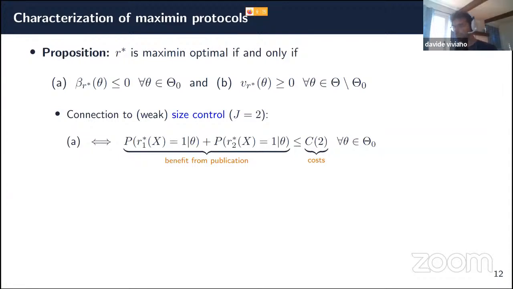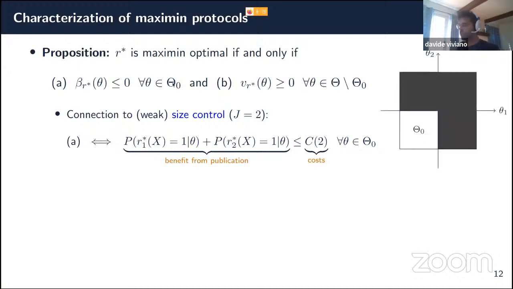Now, let's look at the first proposition. So the proposition states the following. R star is max-min optimal if and only if two conditions hold. The first condition is that the utility of the experimenter at R star is negative for all theta in a given subset of the parameter space, theta 0. And the second is that it's positive for all theta that are not in such a subset.